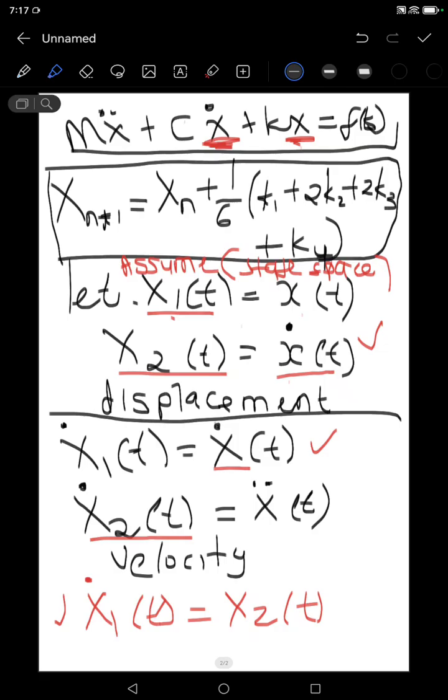So now let's continue and substitute the state space into our equation. We have the x dot, so our x dot is x2 of t. We have the x double dot, which is always x2 dot. Okay, and then x is x1. So now let's move forward.